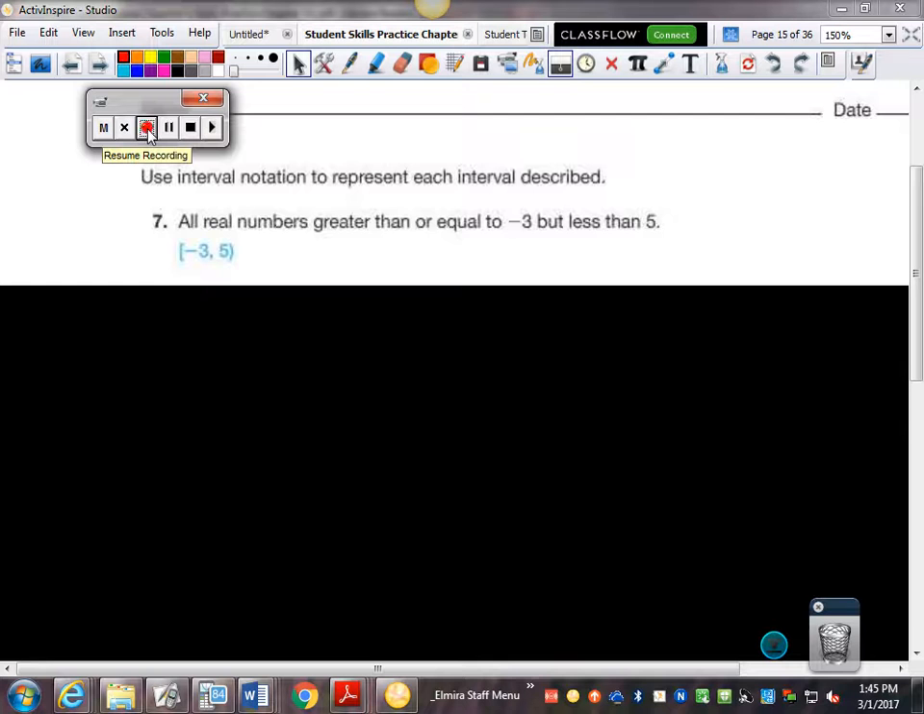So here's the first example. This is number 7 in the 11-3 packet. It says all real numbers greater than or equal to -3 but less than 5. Okay, so -3 is the smaller number and 5 is the larger number. They're separated by a comma, and because it said equal, then the -3 got the square bracket. The 5 did not say equal, so that got a round bracket.